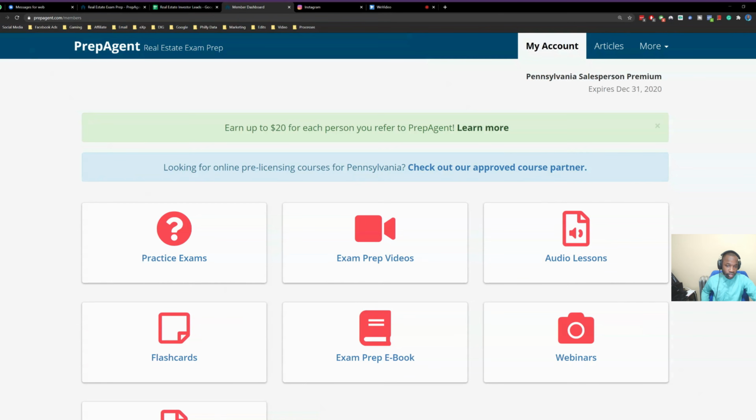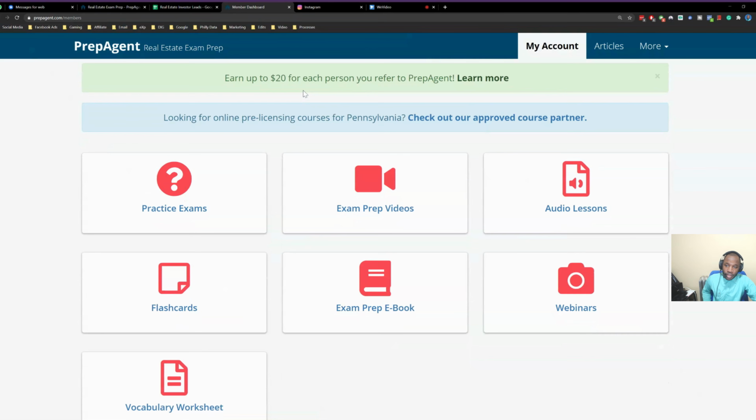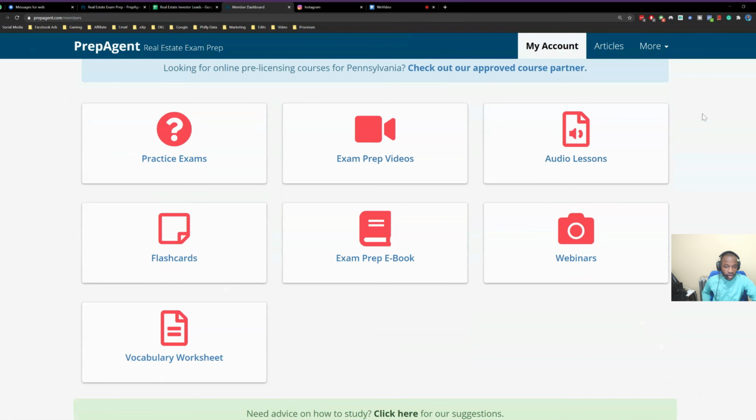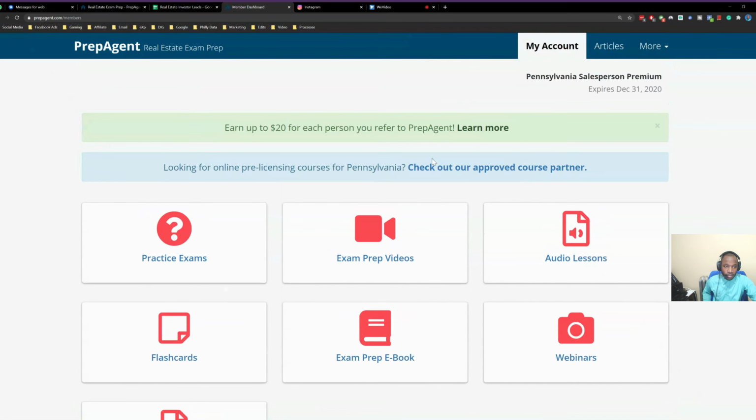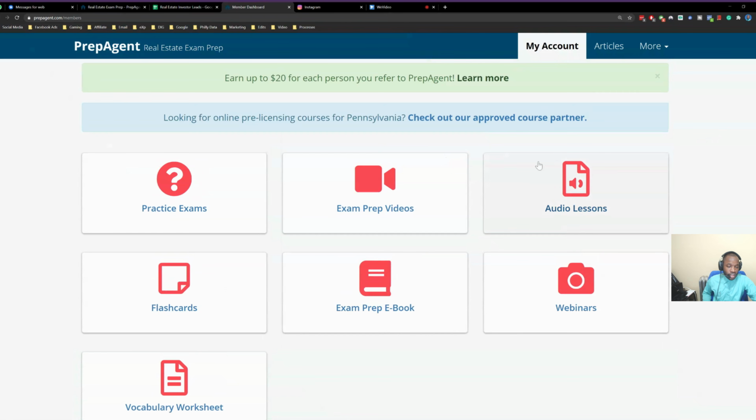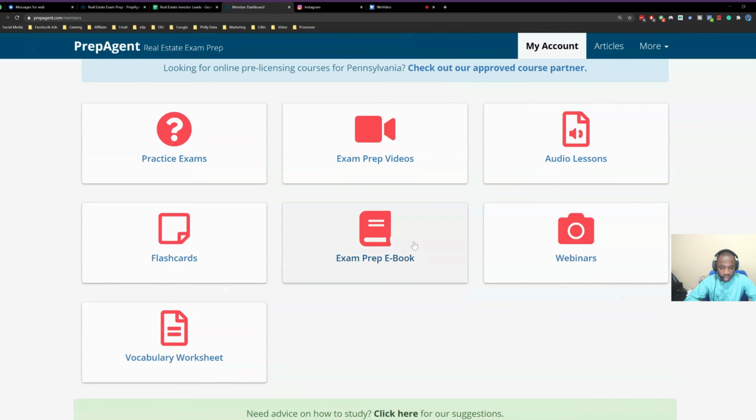So once you get an account, you can start for free, but again, I highly recommend that you pay and get the upgrade. Once you get into the account, you see all of this here. Like these are even more benefits that you get. You can study via audio. You can study via webinars. One thing they do is they host live webinars, and they have a Facebook group that you can go into, and you can collaborate with other people that are trying to pass their real estate exam. We've got exam prep ebook, vocabulary worksheet, flashcards, practice exams, and then you got exam prep videos.